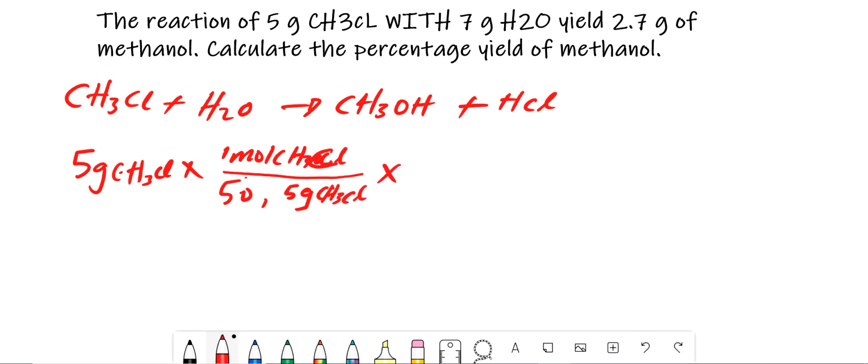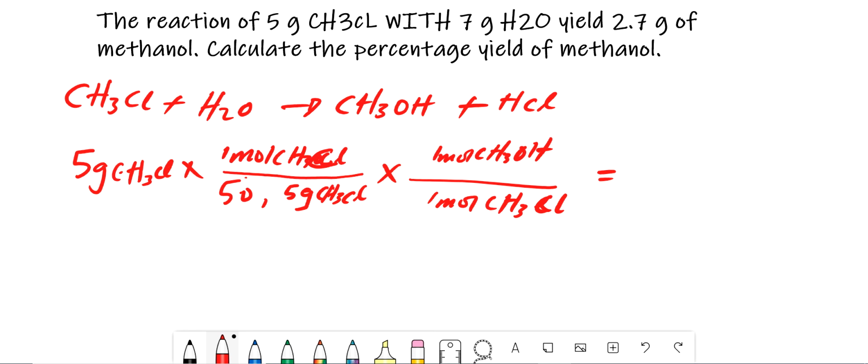And then we have to multiply by the mole ratio. The mole ratio is the coefficients in the chemical equation. As you can see, we have 1:1. So it will be 1 mole of methanol over 1 mole of methyl chloride. I will let the answer be in moles. If you punch your calculator right, you will get 0.10 moles of methanol.